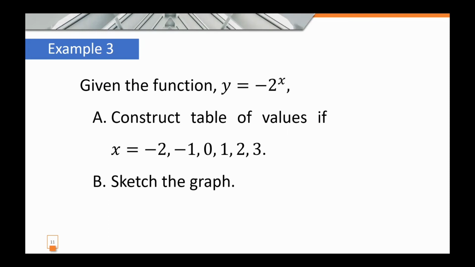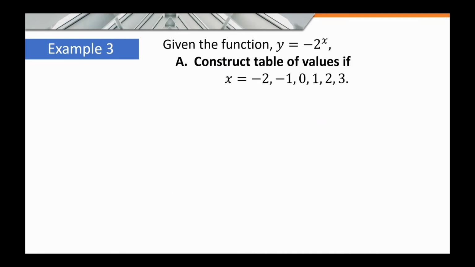Example number 3. Given the function y equals -2 raised to x, we're going to construct a table of values if the values of x are -2, -1, 0, 1, 2, and 3. In letter B, we're going to sketch the graph. So in example number 3, the given now is an equation. So let's answer letter A.